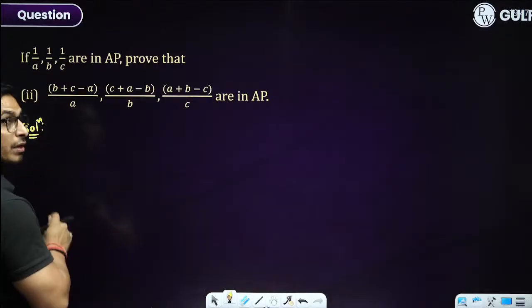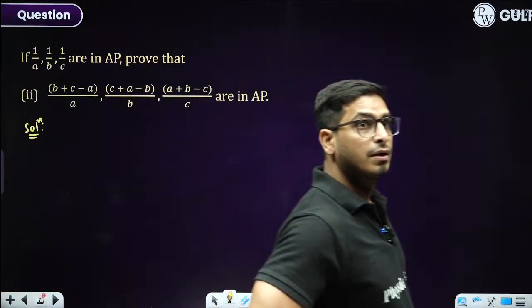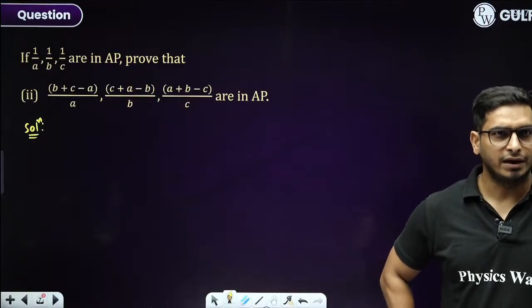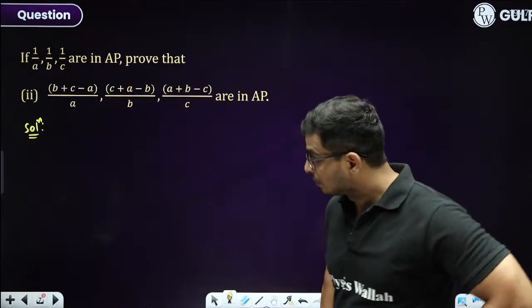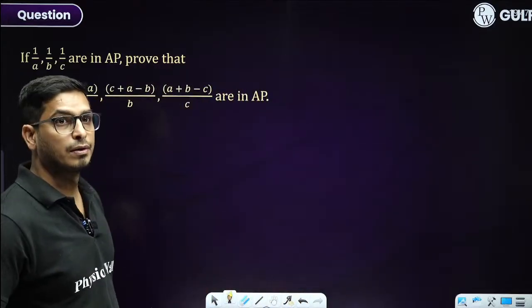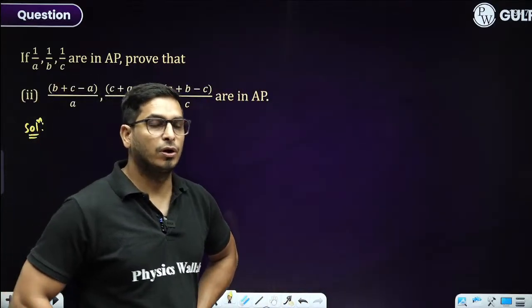Anyone? Lohit? Sir, we can add... Laiba? And we can get (B plus C) by A. We can add one. Okay, so you have to do it 2 times. Yes, sir, 2 times.